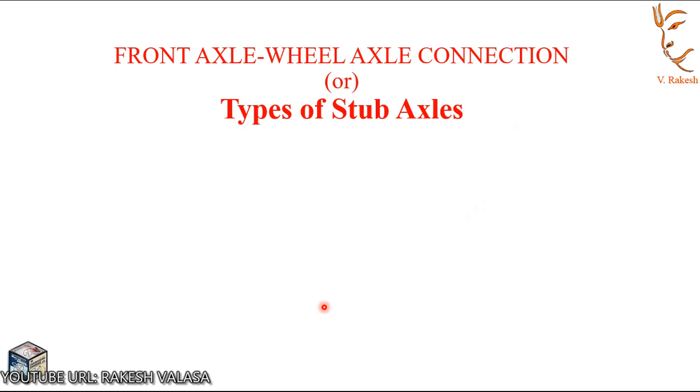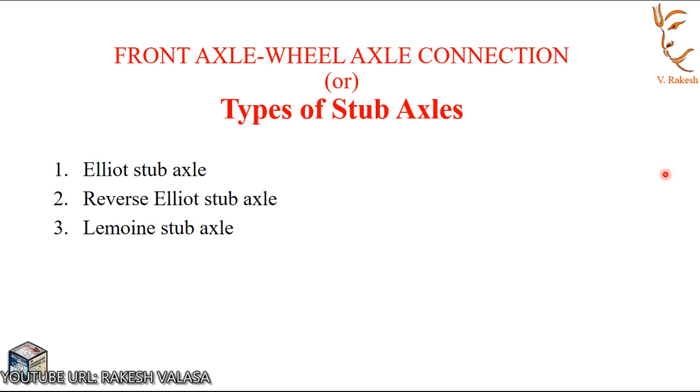Let us see the types of stub axles or front axle wheel axle connections. These are classified into four types. One is Elliott stub axle, second one is reverse Elliott stub axle, third one is Lemoine stub axle, fourth one is reverse Lemoine stub axle. Let us briefly discuss each stub axle. First one is Elliott type stub axle.